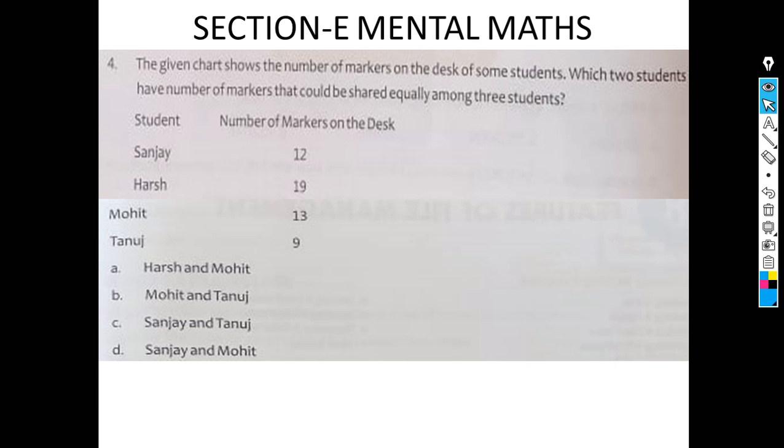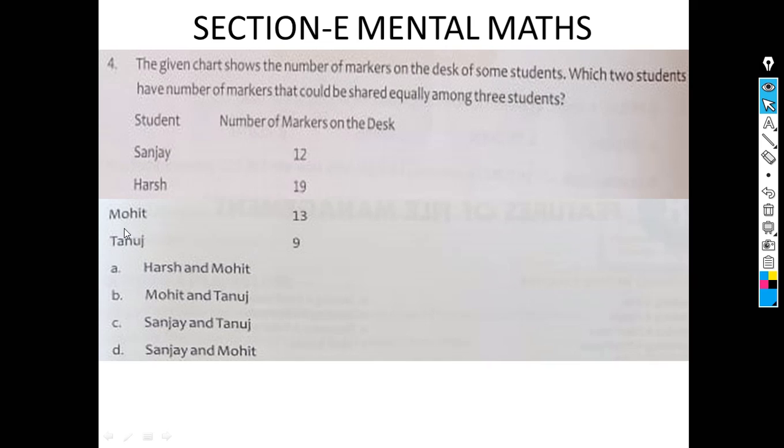In this video, we will discuss Section E, Mental Maths, remaining questions. The next question is: the given chart shows the number of markers on the desks of some students. Which two students have the number of markers that could be shared equally among 3 students?